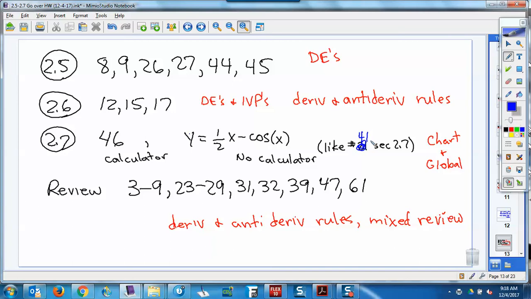Is 2.5 to 2.7 required then? Or is it just the review that's optional? Oh, it's all optional. The entire thing. I'm not checking any of it tomorrow. Right? This is for you to get ready for the quiz. Okay?